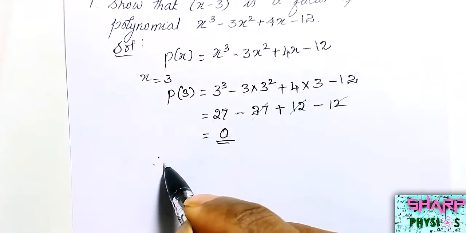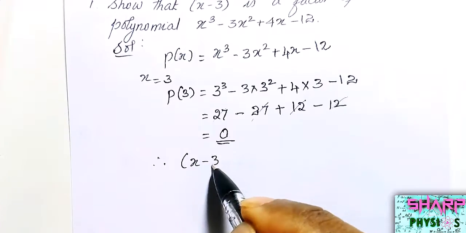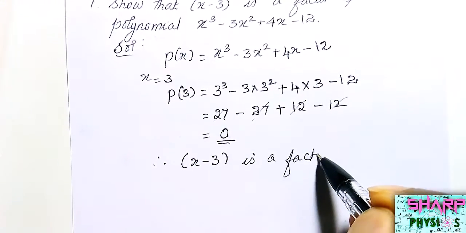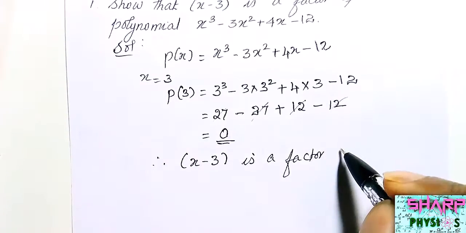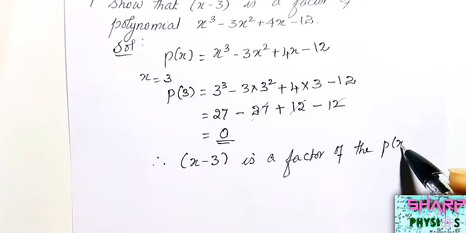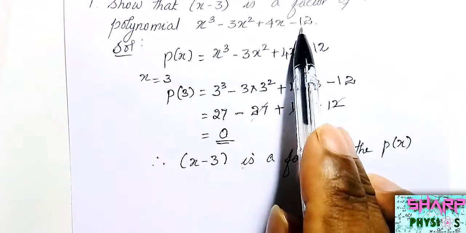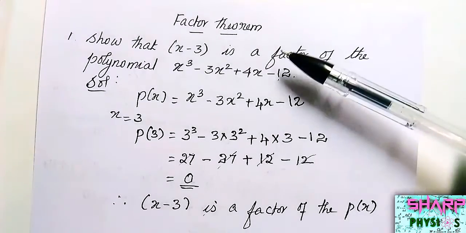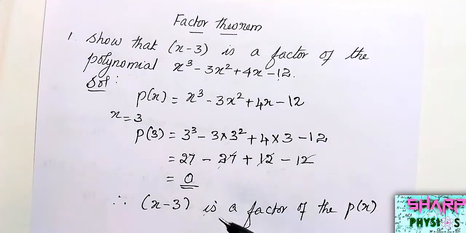Therefore, x minus 3 is a factor of the polynomial p of x. Just go through it once more. You get an answer 0. If you get an answer 0, this particular divisor becomes a factor of that particular polynomial.